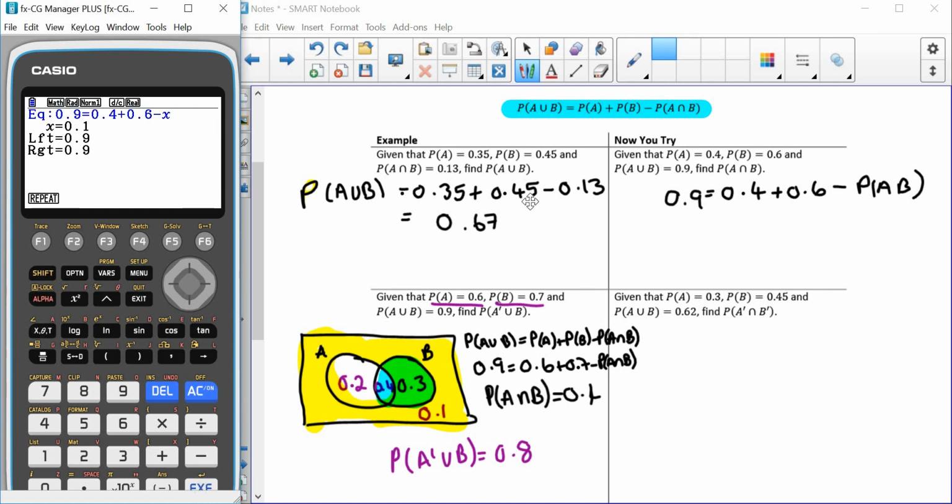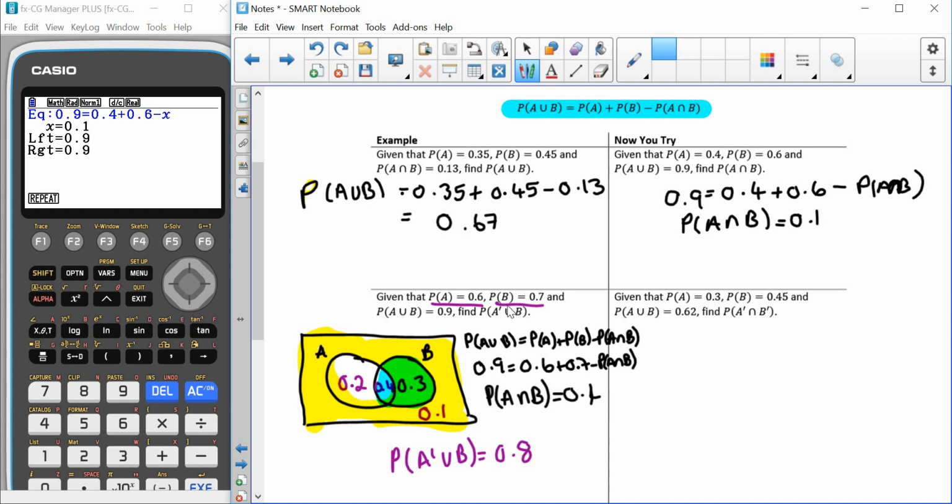Sorry, let me just go over my and sign, it's got a bit messy. There we go. Which gives us the probability of A and B being 0.1. Remember, you have to click execute twice, otherwise it'll still have our 0.4 in from the previous question.